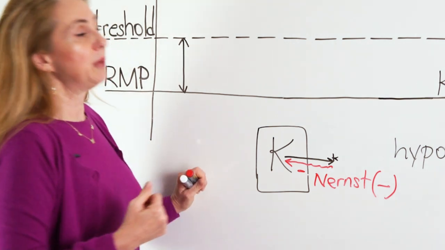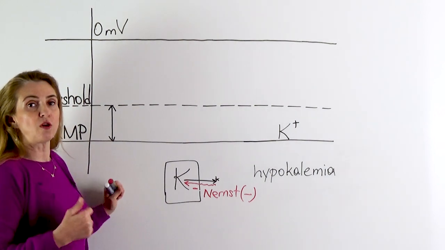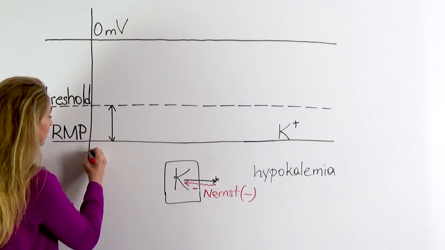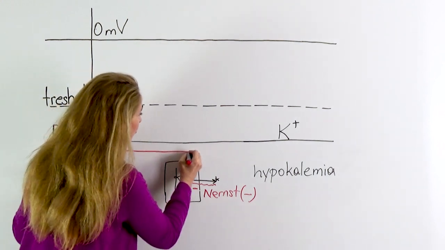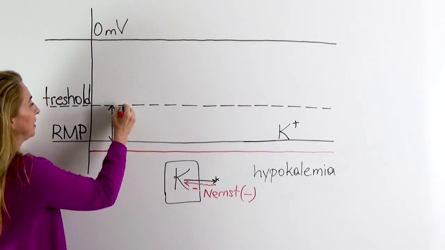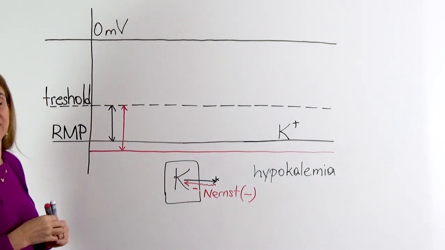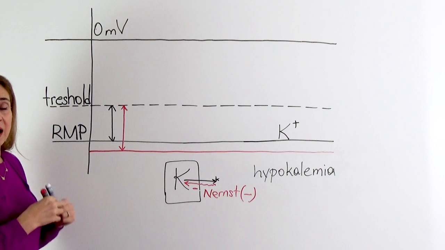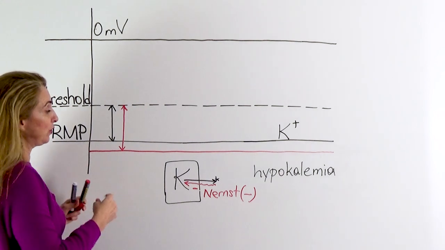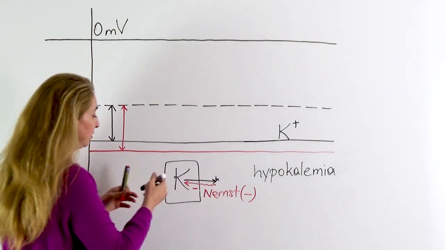So, when you have hypokalemia, the Nernst potential of potassium is going to be more negative, and this is going to reflect on the resting membrane potential. The resting membrane potential, in this case, in our cell, is going to become more negative. As you see, now the distance between threshold and the resting membrane potential is bigger and the cell becomes less excitable. What do you think will happen if the outside concentration of potassium increases?